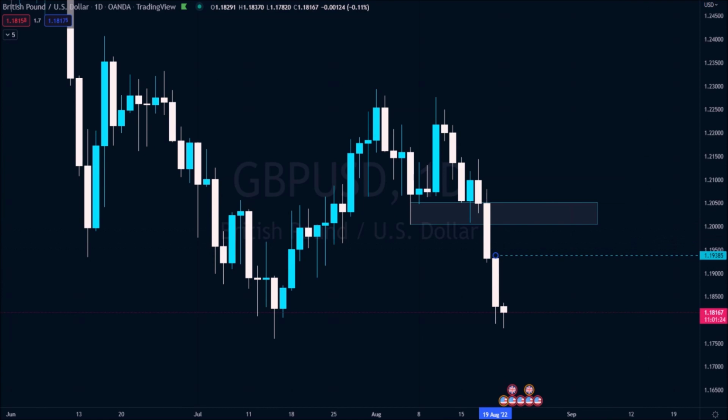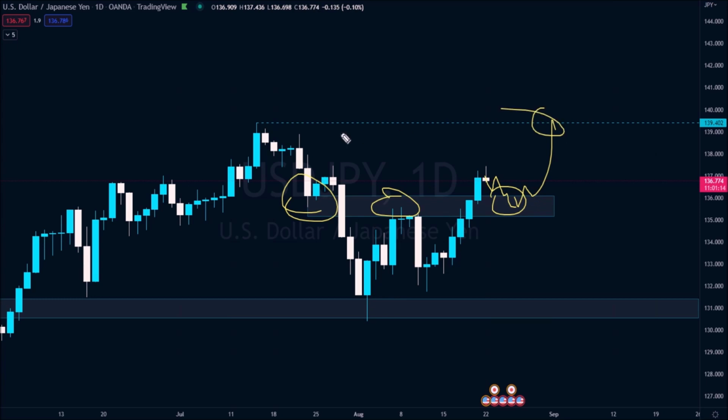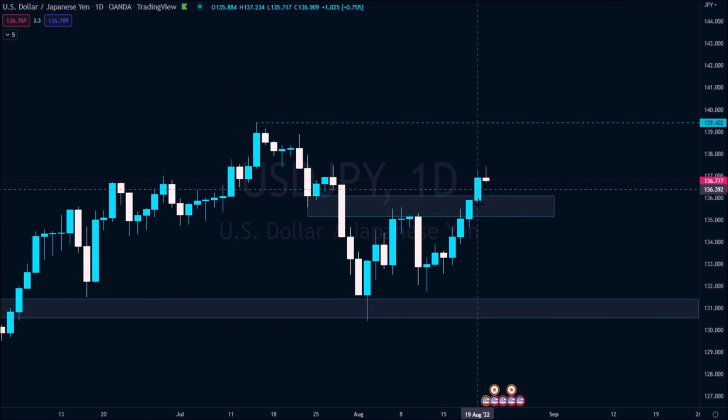Dollar yen is another instrument that I'm keen on trading. Let's go to the daily chart. I've marked out just the support and resistance that we've broken. So support here and resistance. Any pullback into there, and I'll be looking for higher prices in dollar yen. I'll mark out that daily low, so Friday's low.